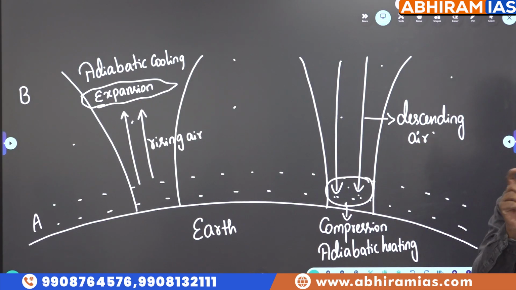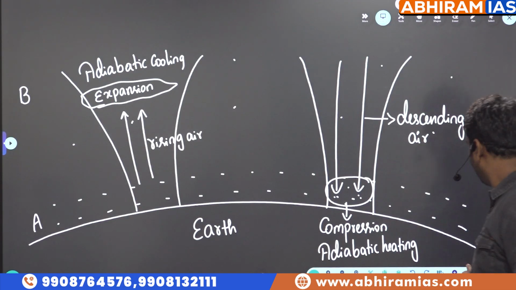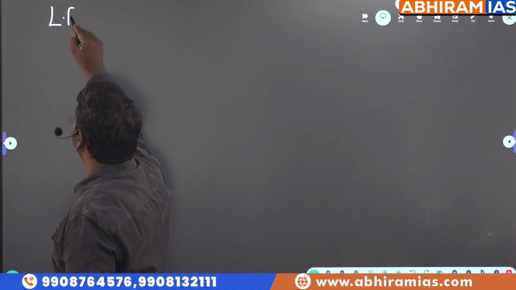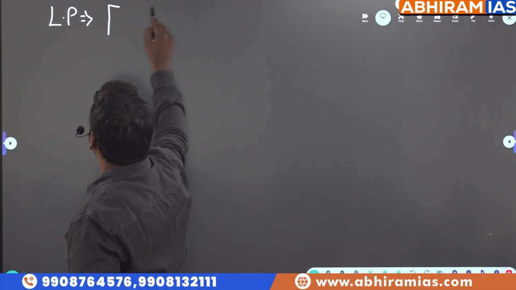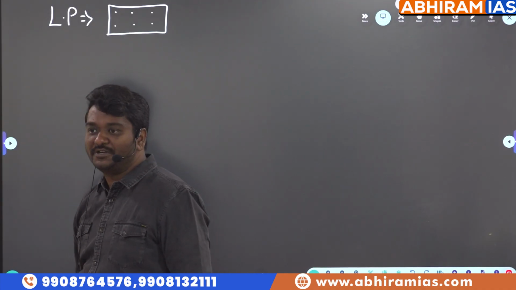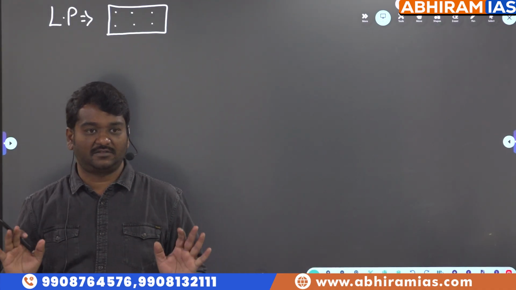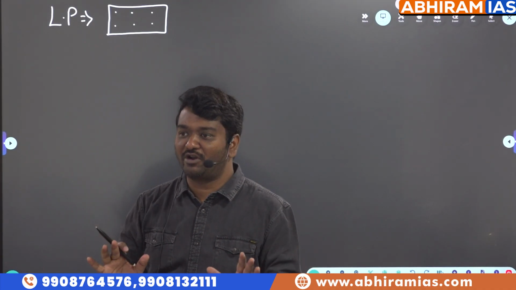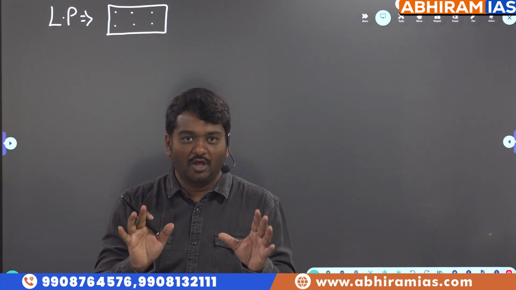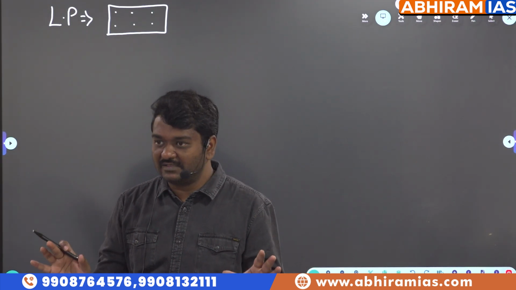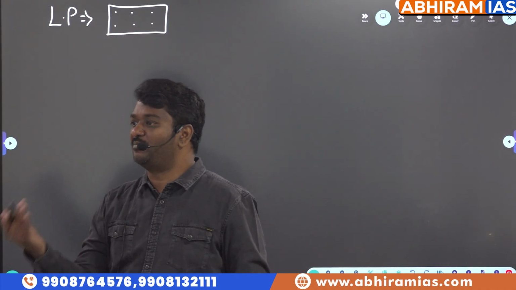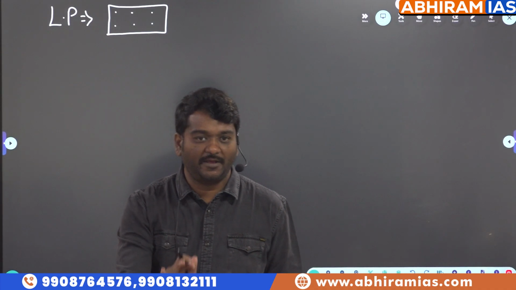Okay. Now on the basis of this, let's see what a low pressure area and a high pressure area are. These words are important. First, understand a basic concept. Low pressure doesn't mean high temperature or low temperature. Low pressure means fewer particles. High pressure means more particles. Whatever situation leads to fewer particles is called low pressure. Whatever situation leads to more particles is called high pressure.